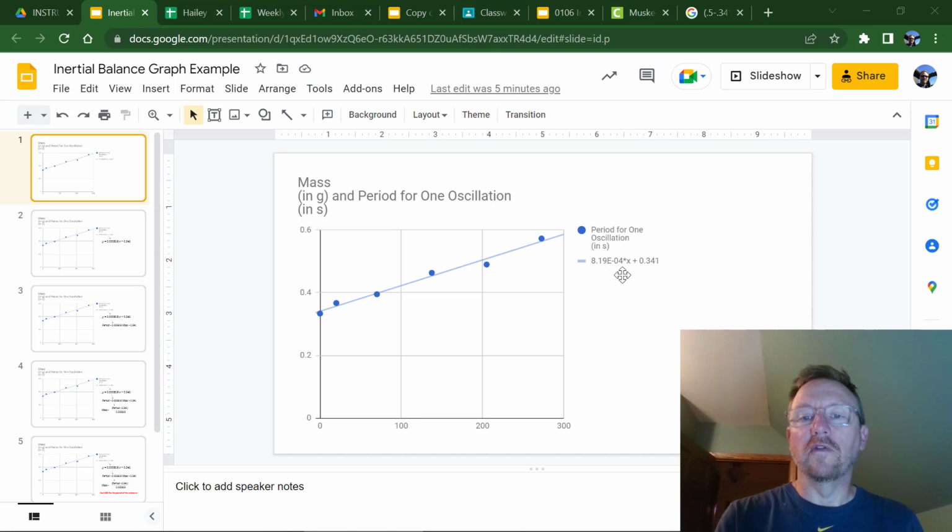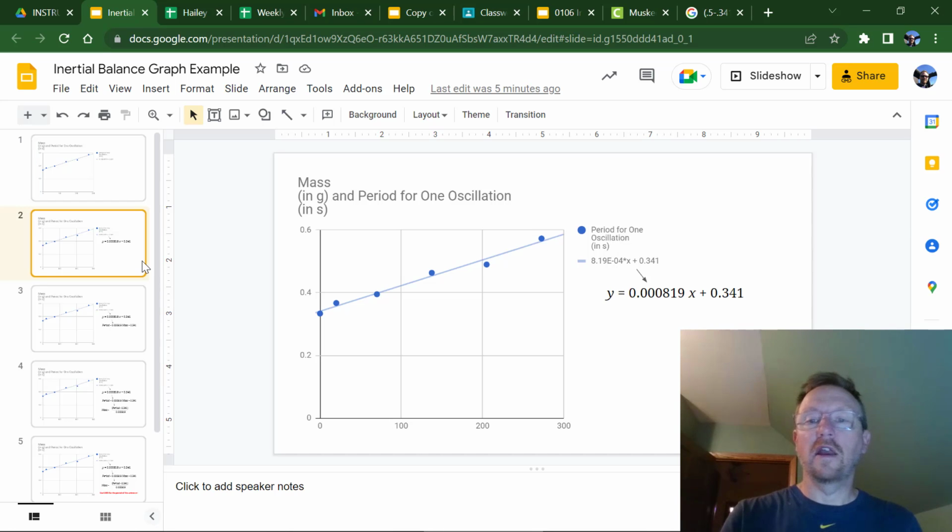And so you want to convert it to a decimal if you want, or if you're familiar with how to use scientific notation on your calculators, you may want to use it just as it is. Anyway, so it's 8.19 times 10 to the negative 4th times x, my x variable, plus 0.3141. Now, it's a little weird because the equation doesn't have anything on the left side of it. And so I want to show you that this is what it actually means.